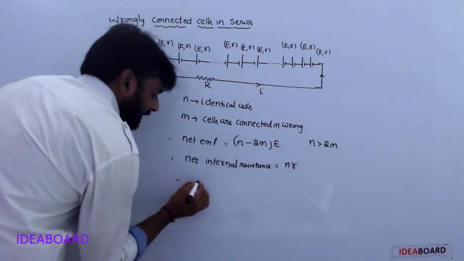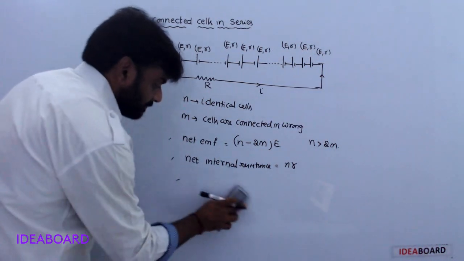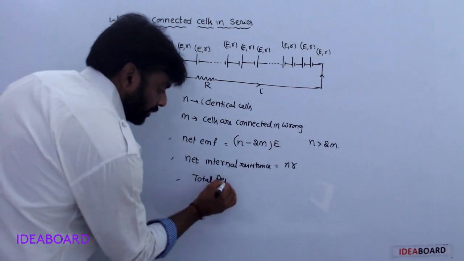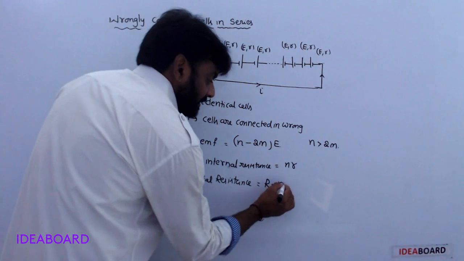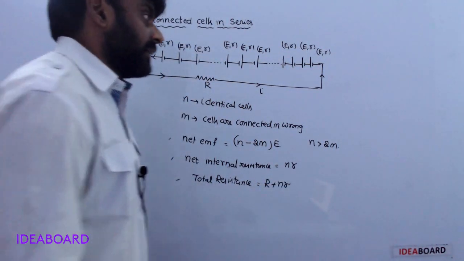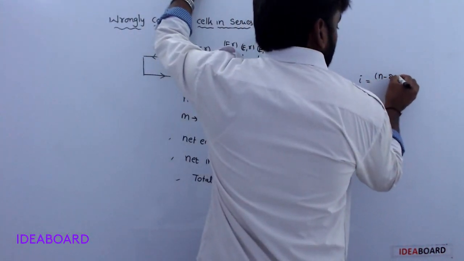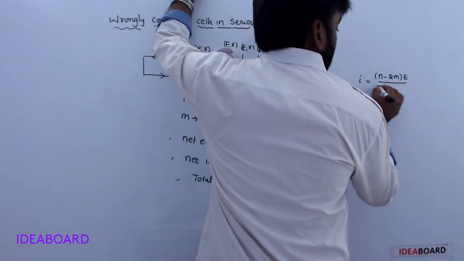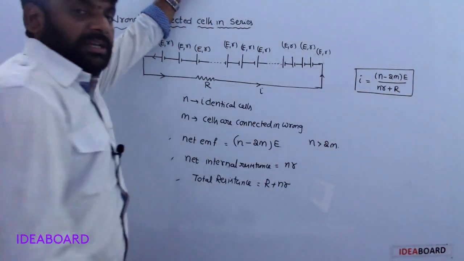Net or total resistance is equal to R plus nr. Now the current is equal to net EMF, (n minus 2m) into E, divided by R plus nr plus capital R. That is, nr plus capital R.